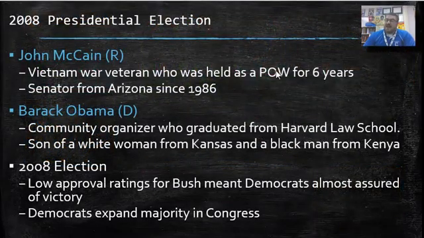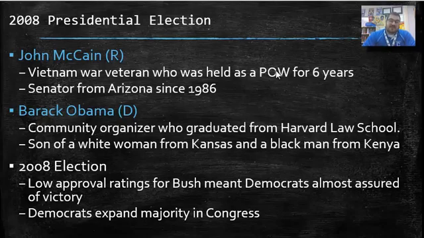So to start off, the 2008 presidential election is a huge one because for the first time in a long time, there is no candidate connected with the previous administration who is running. John McCain becomes the Republican nominee. He was a Vietnam prisoner of war, and he's been a senator from Arizona since 1986. And newcomer Barack Obama was a senator from Illinois, son of a white woman from Kansas and a black man from Kenya. He graduated from Harvard Law School.